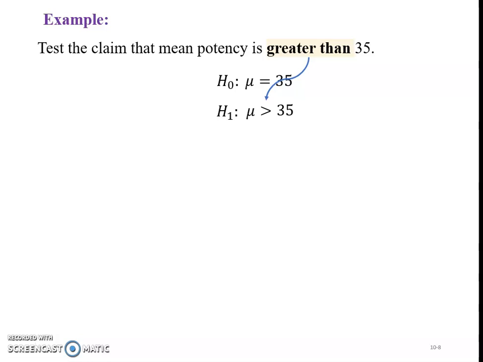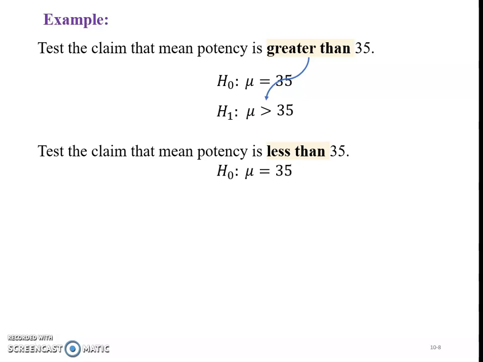Okay. Now, if the claim were the mean potency is less than 35, how would we define the hypothesis? H null is mu is equal to 35. It's a statement of equality. And H1 is mu is less than 35.